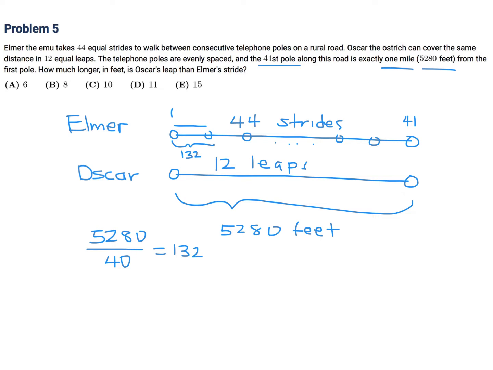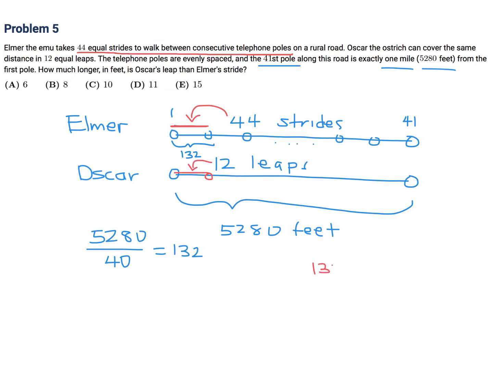Now all we have to do is figure out the length of each stride and the length of each leap. I think I might have made this a little bit confusing for you guys. It takes 44 strides to walk between consecutive telephone poles. So the 44 strides is really referring to just between 2 consecutive telephone poles. I think you might have thought that I meant the whole way. And similarly, the 12 leaps is the distance between 2 consecutive telephone poles.